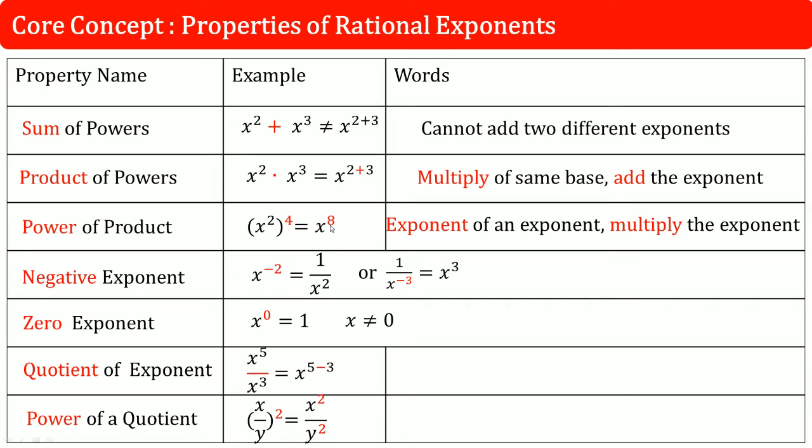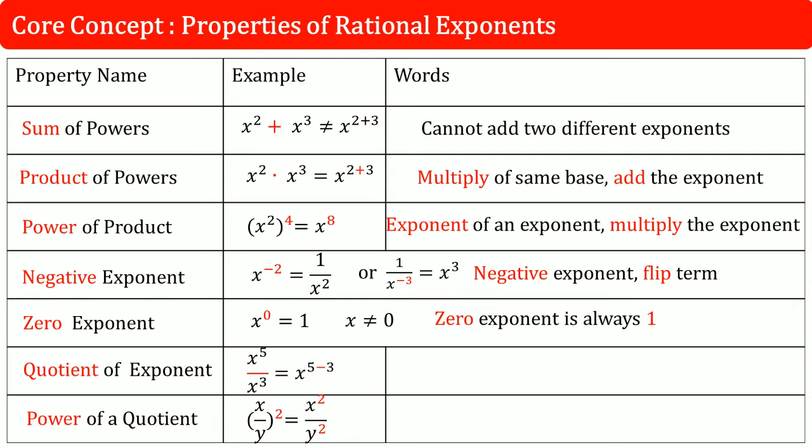What happens if you have a negative exponent? Negative exponent, you flip the term. So x to the negative 2 becomes 1 over x to the 2. If it's 1 divided by x to the negative 3, it just becomes x to the 3. So you just flip the term, and it becomes positive.